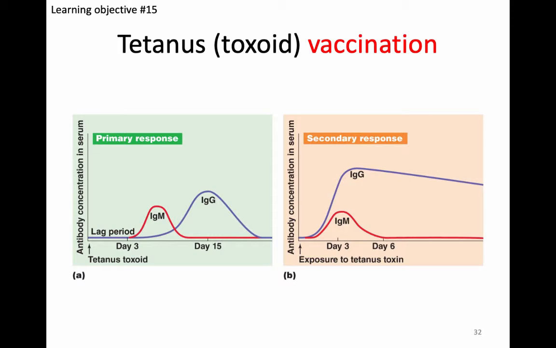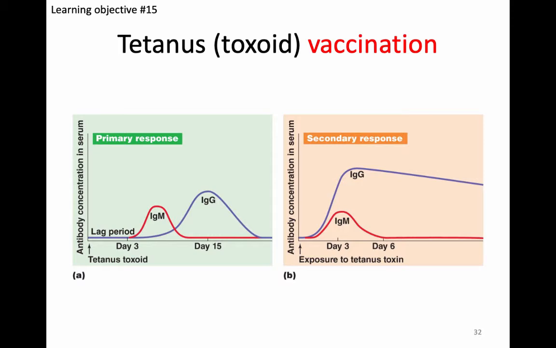So with part A, we have an artificially acquired active immune response. And so we have the lag period or period of latency. We have production of IgM antibody first and then IgG antibody second. And after that, the immune response settles down.